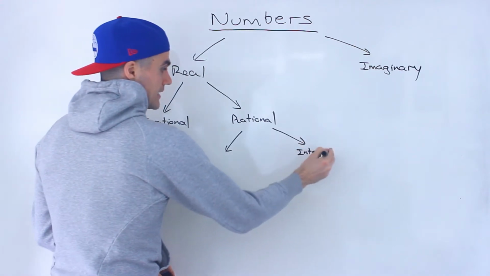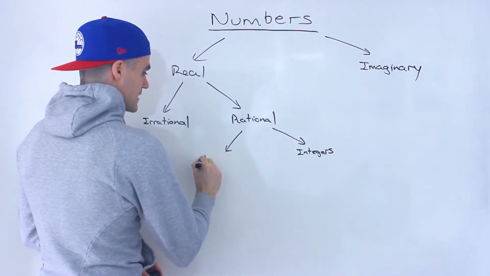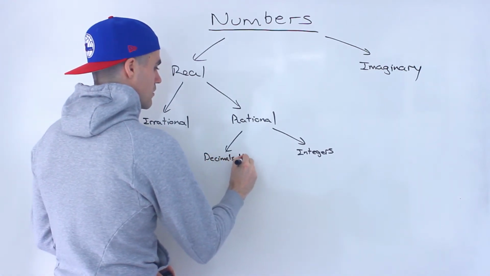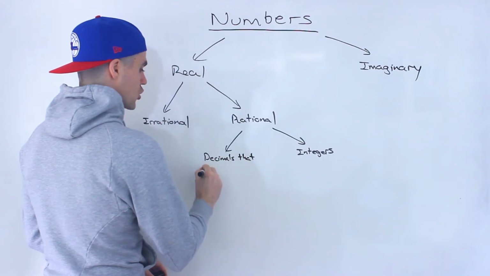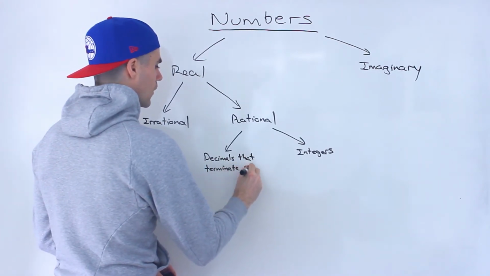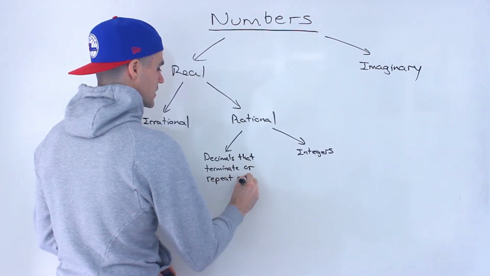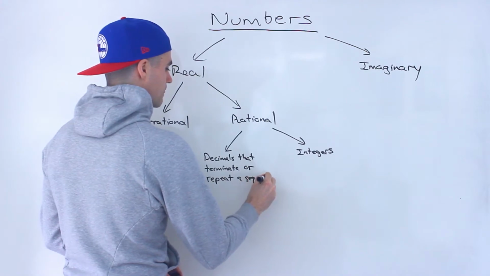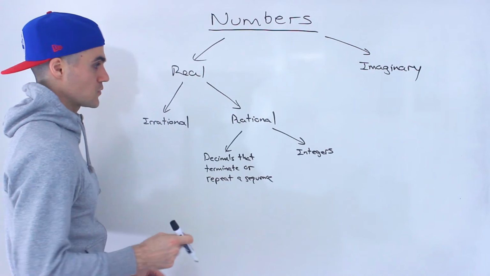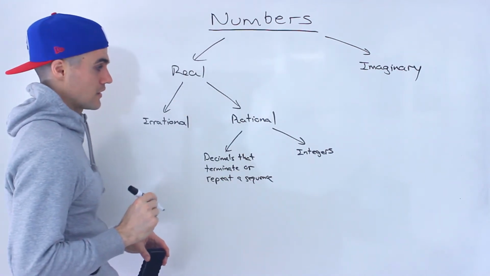So it could either be integers, or rational numbers can also be, there's no nice word for this here, basically any decimals that terminate or repeat a sequence. And again, I'll go into detail of what that means as well. We're just, again, more so writing out the classifications for now.